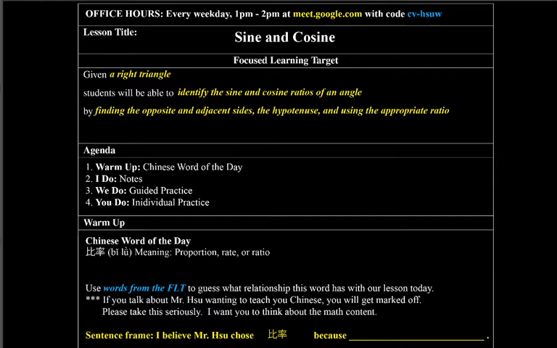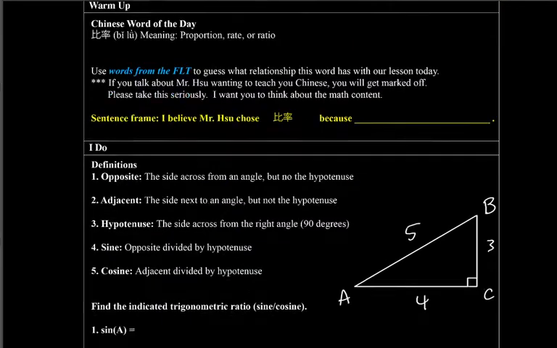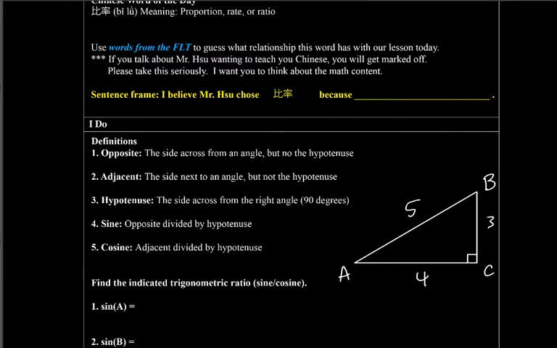Alright, so let's look at how this all works together then. So here are some quick definitions. We have opposite, adjacent, hypotenuse, sine, and cosine.